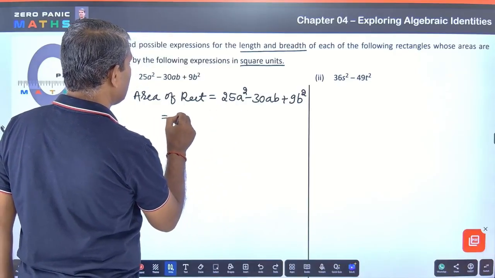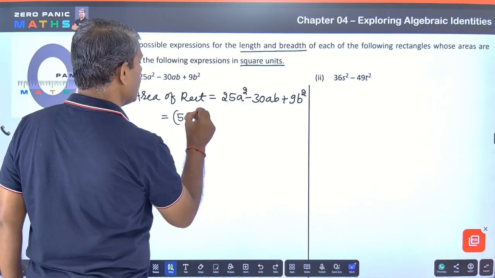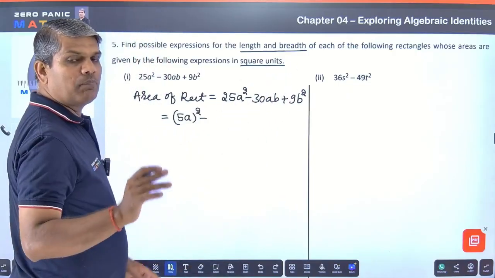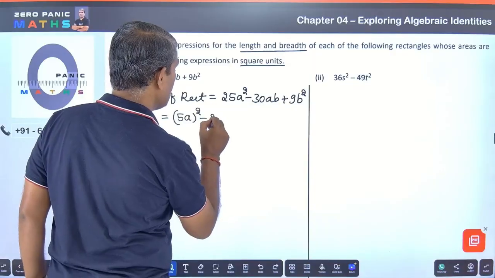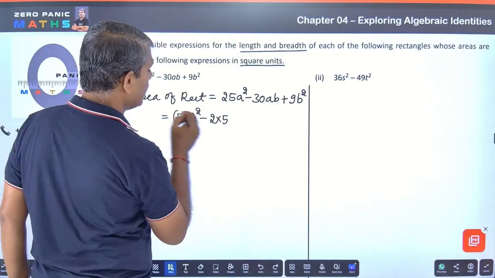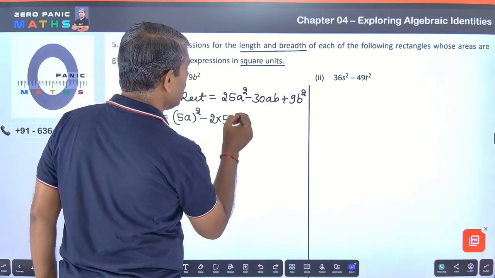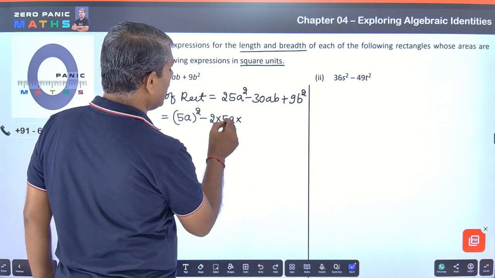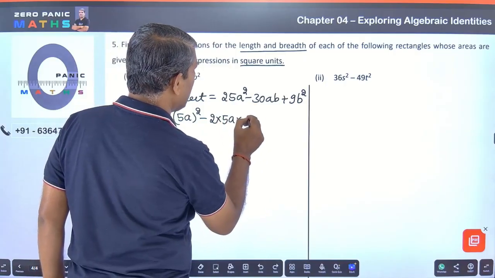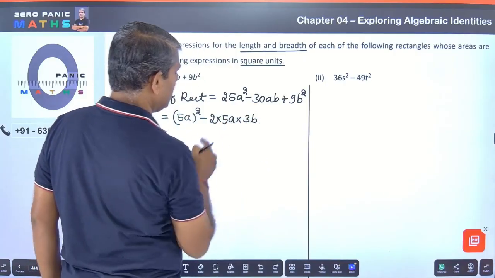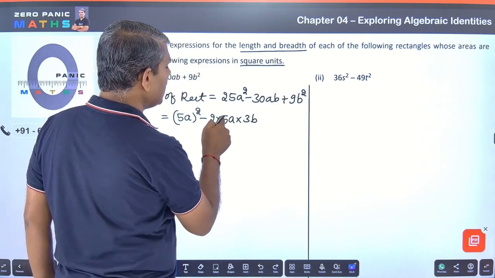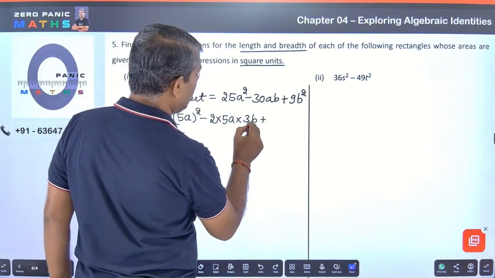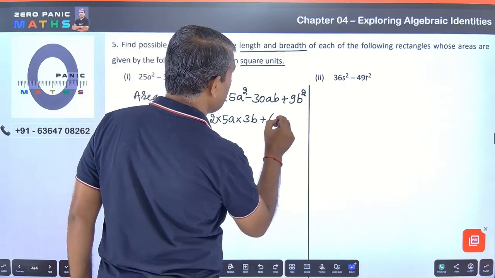25 a square, I will write it as 5a whole square, minus 30ab, and I'm writing it in the a square minus 2ab plus b square format. So in 2ab, a is 5, I know that. What is the middle term? Minus 30ab. 2 fives are 10a, and b is required, and 10 threes are 30, so 30ab. You see that 2 fives are 10, 10 threes are 30, 30ab. That is the middle term. And then we got 3b as the value of b by this expansion.